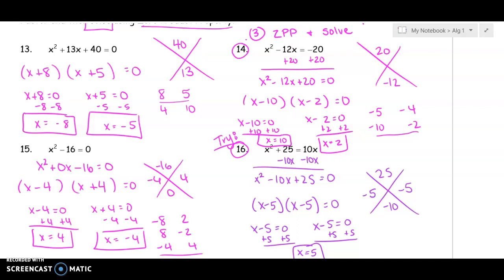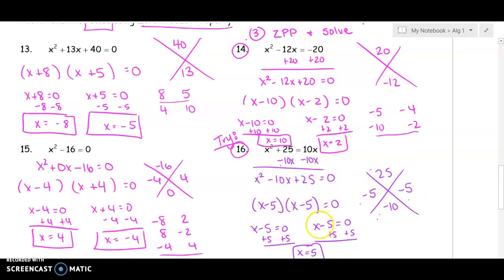So the first step in number 16 is going to be subtract 10x from both sides. What I did was I put it in the middle so that it was in descending order. So x squared minus 10x plus 25 equals 0. Use my box problem. It's got to multiply to be 25 and add to be negative 10. So the two numbers that are going to multiply to be 25 and add to be negative 10 are negative 5 and negative 5. So x minus 5 times x minus 5 equals 0.